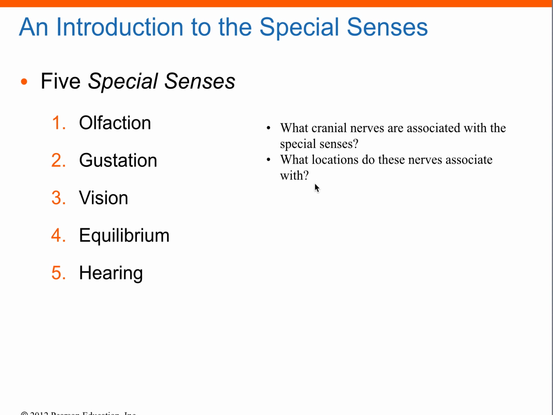these nerves associate with? So in terms of what cranial nerves. What cranial nerve is this? Cranial nerve 1. That one's easy. What is this for taste? Or let's go to vision. What cranial nerve is associated with vision? Cranial nerve 2. What about taste?